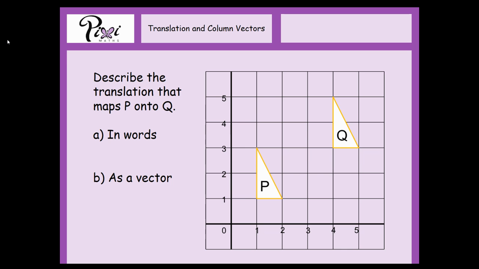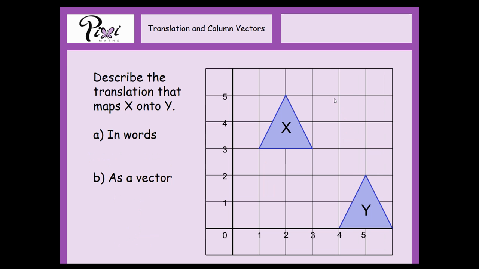Right, so in terms of in words, hopefully we can see that if we go 3 to the right, and we want to pick a particular point to do that. So if I say the top point of P, I want to go 1, 2, 3 squares to the right, and then 1, 2 up to get to the top point of Q. And as a vector, that would be a column vector 3, 2. So hopefully you're all right with that one.